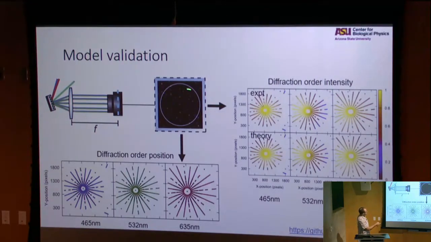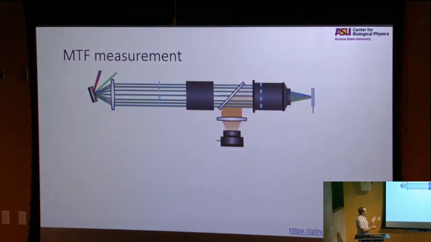So then you see all these spots. Peter's model actually exactly predicts both the location and the intensity of all of these spots for all of them. You can then trace this out, and essentially look at the diffraction order intensity for experiment and theory. You can look at their position, and everything matches within about 1% from the way that we built it. You can then say, all right, now I want to know the transfer function of my system.